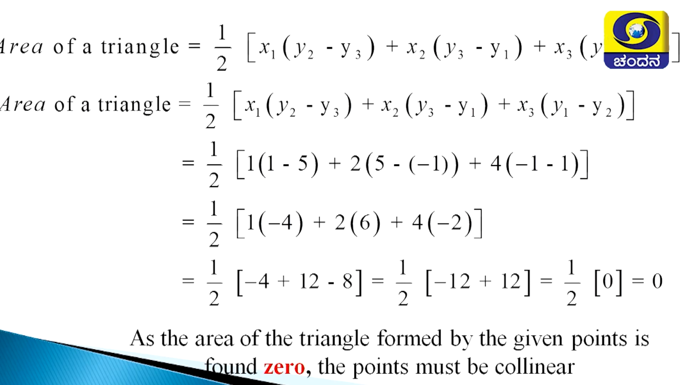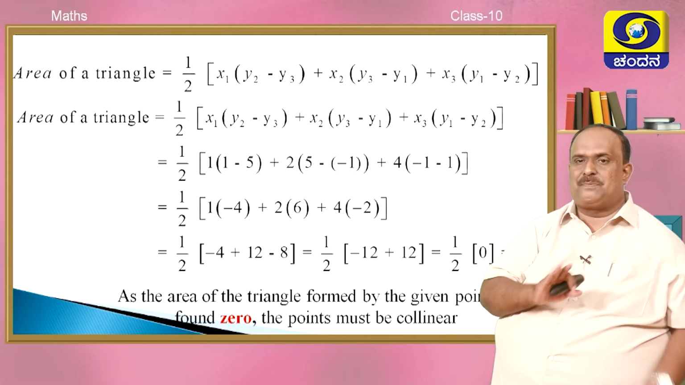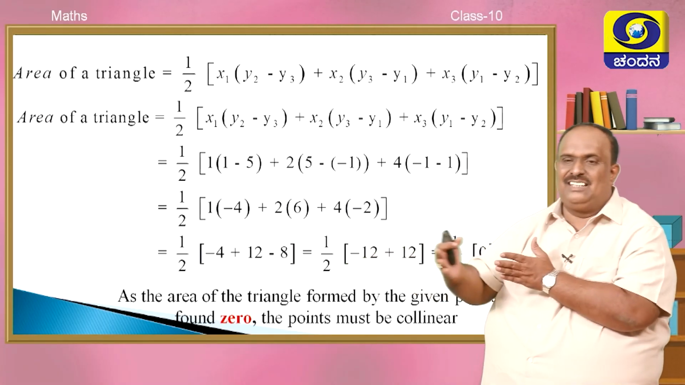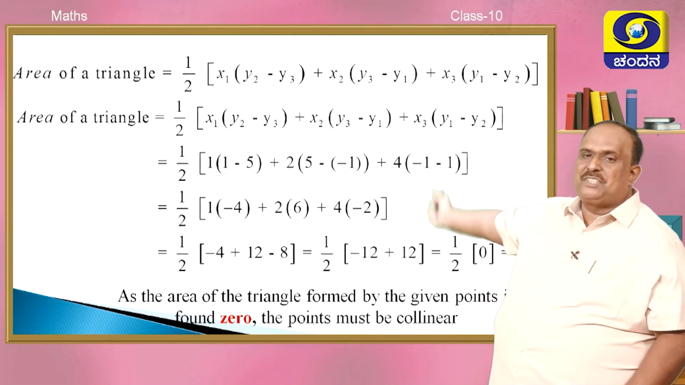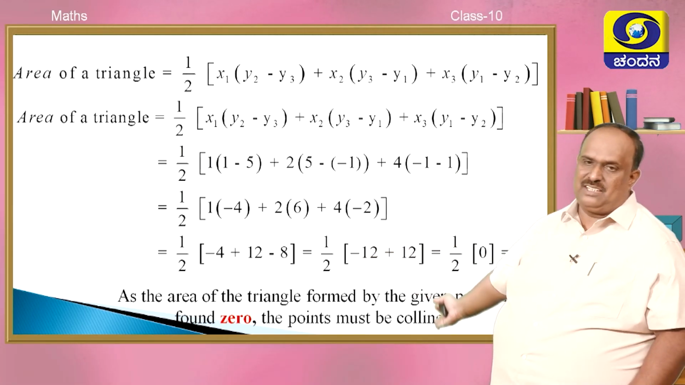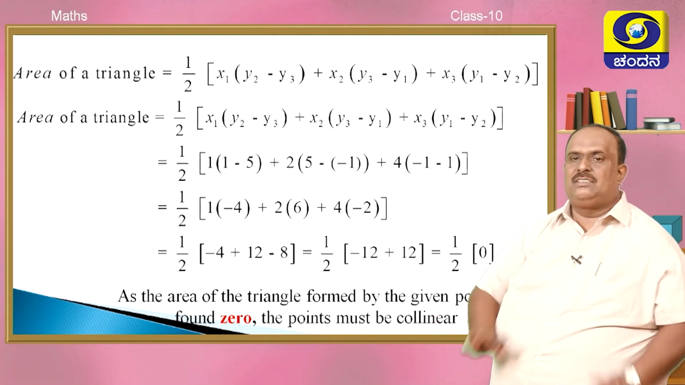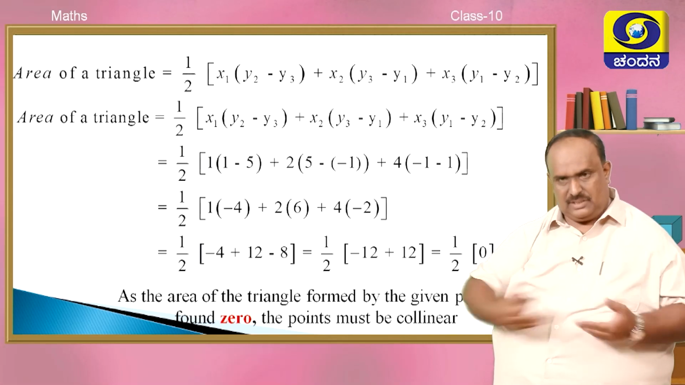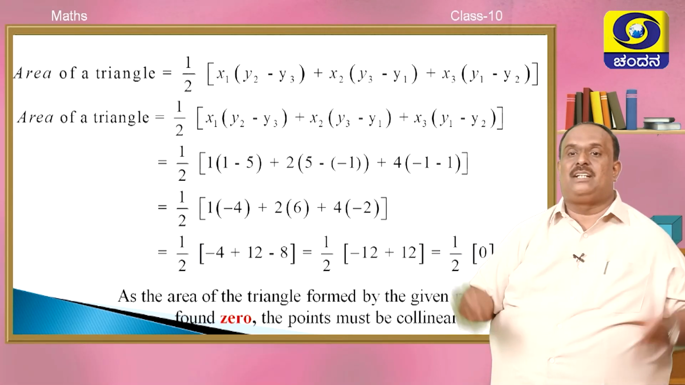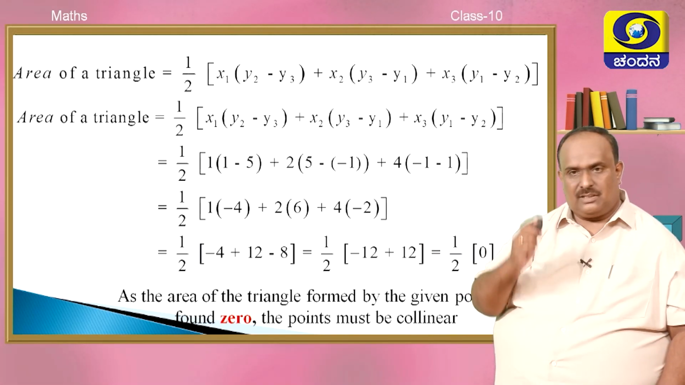Clear? I mean to say, you remember in my last class I had given you an assignment, show that these points do not form a triangle. Take those points, apply this formula, you will get 0 as the result. They cannot form a triangle. They are collinear. They lie on the same straight line. Clear? Right. Next question.